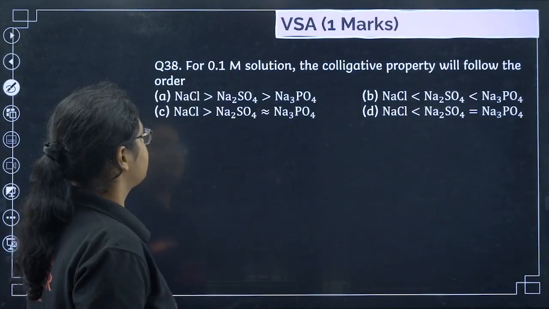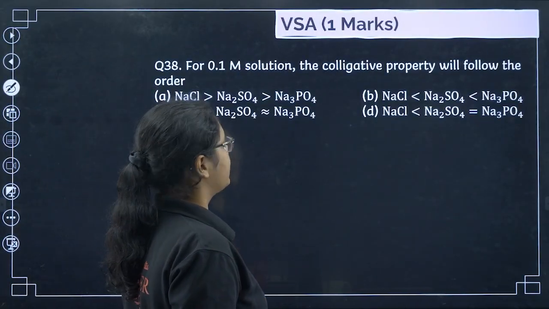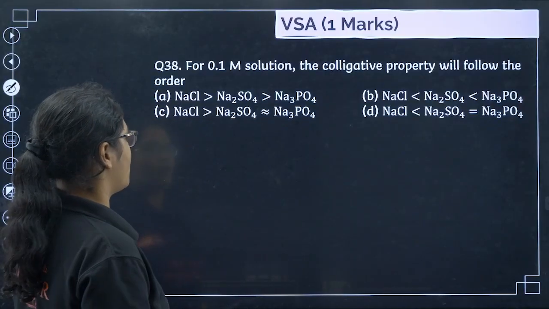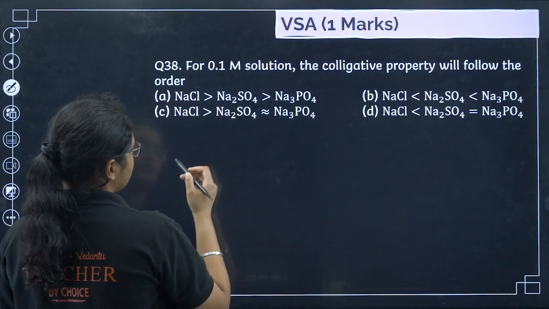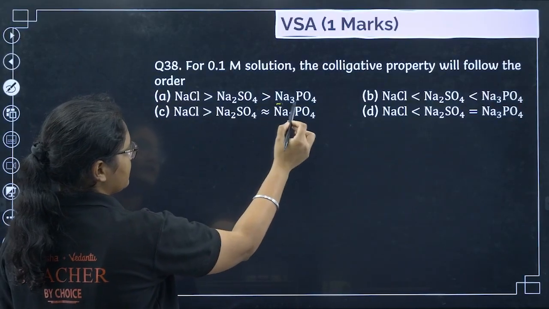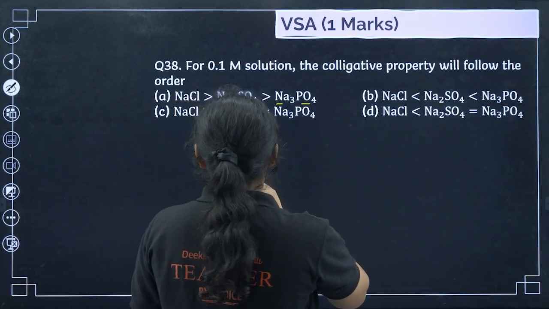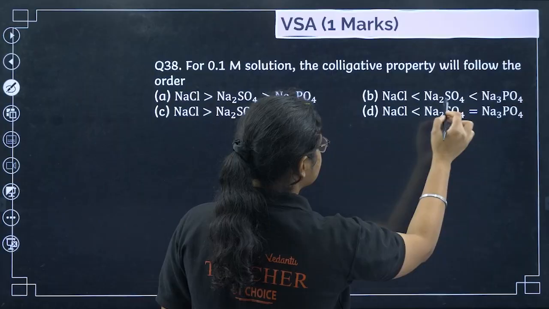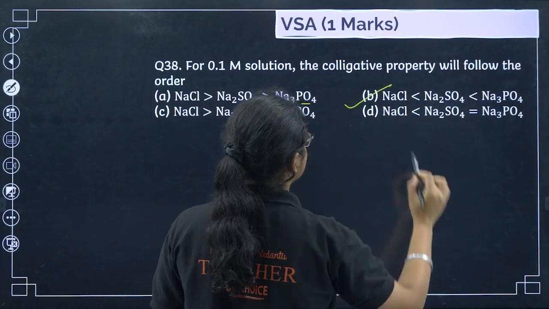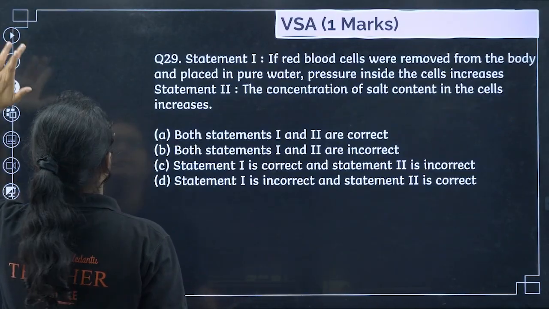Going to the next question, for 0.1 m solution the colligative property will follow the order. Again the i value will decide. Na3PO4 has i value 4, Na2SO4 has 3 and NaCl has 2. So Na3PO4 will be maximum, then Na2SO4, then NaCl. So that is option B.